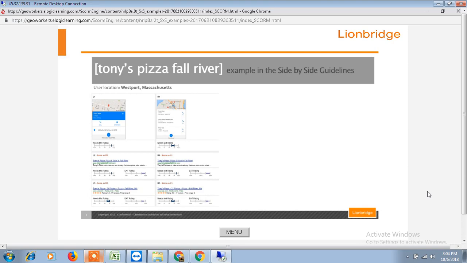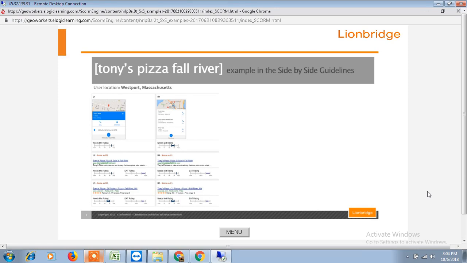Side-by-side rating is where we try to decide which side has the best set of results and why. In the side-by-side guidelines, there is an example for the query Tony's Pizza Fall River. Let's take a look at it. What is the intent here for a user issuing the query Tony's Pizza Fall River? There are 2 strong intents, visit in person intent, and website intent. There is also informational intent.